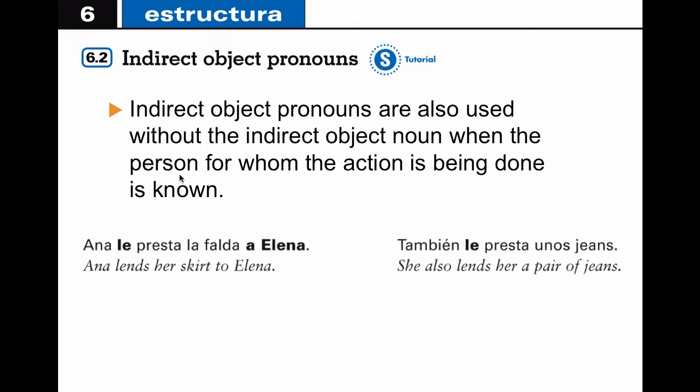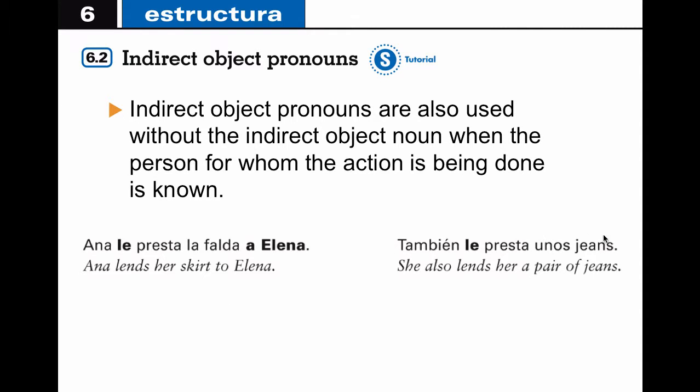Indirect object pronouns are also used without the indirect object noun, when the person for whom the action is being done is known. So we have our first sentence here. Ana le presta la falda a Elena.